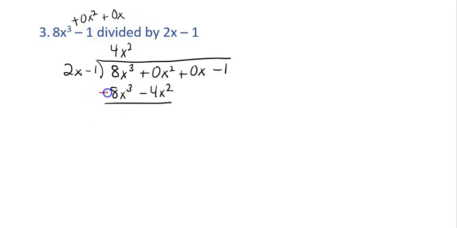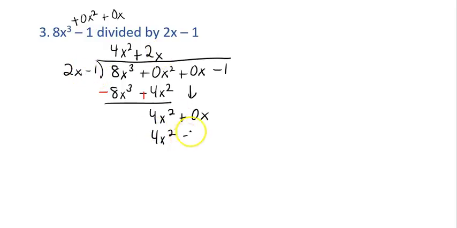Change my signs, I get a negative and a positive. The first ones go away, and the second ones give me a 4x squared. Bring down the 0x so that I have two pieces. 2x times 2x would be 4x squared, so I need to put a 2x on top, and then multiply both pieces. So 2x times 2x would be 4x squared.